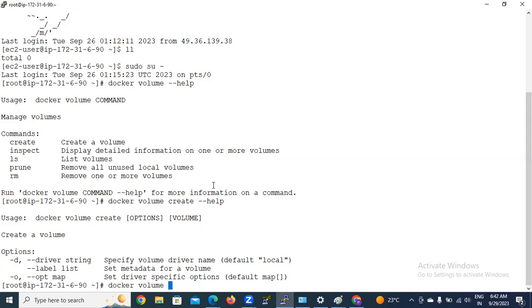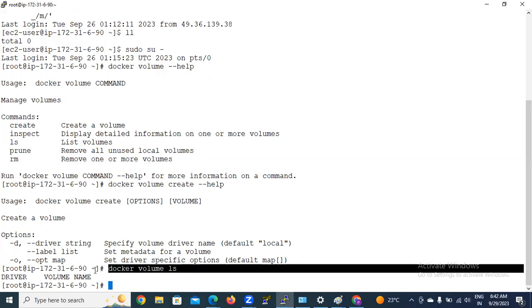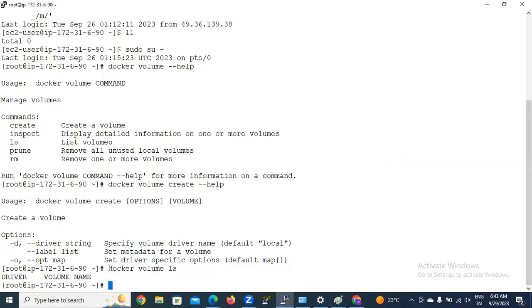Suppose I want to see that, right? Docker volume ls shows whether any volumes are available or not. It is not available. The ls command displays all the volumes in this screen, that's it. Apart from that, nothing is there, so no volume has been created as of now.